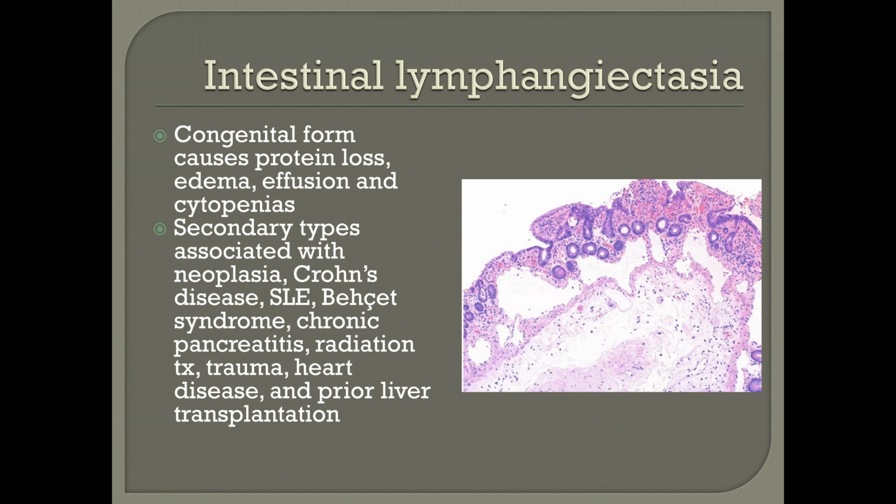Intestinal lymphangiectasia, another congenital disorder most commonly, can lead to protein loss. Here's the characteristic morphology. Not easy to miss that one with these big dilated spaces. But there are also some secondary types that can be related to neoplasia or Crohn's disease, even prior transplantation. Things that disrupt the lymphatic drainage system can lead to this disorder.